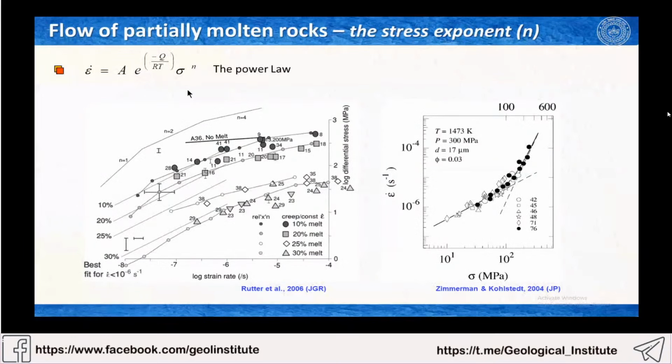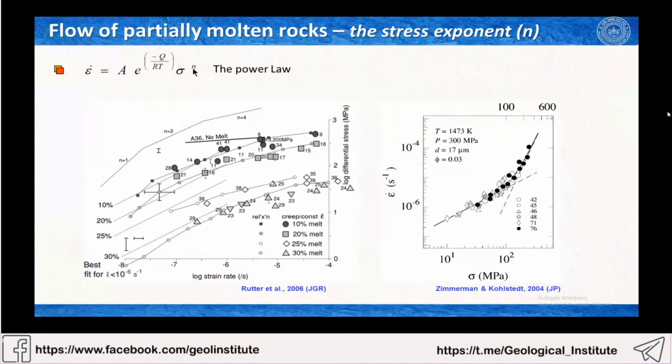So let me explain this equation first. This is the strain rate, which equals a material parameter A times the stress component, to the power N. This is minus Q, which is the activation enthalpy. R is the gas constant, and T is temperature in Kelvin. So as you can see, this is a nonlinear equation. The challenge for the researcher is to figure out this N value.